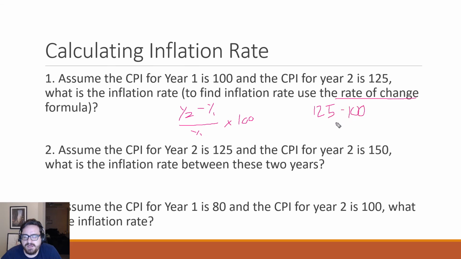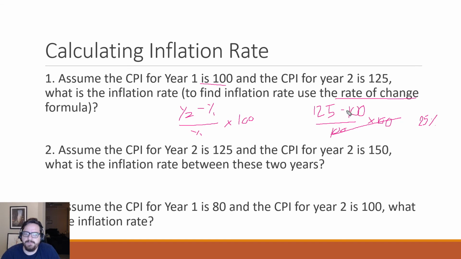So here's my setup: 125 minus 100 over 100 times 100. Any math whizzes would be able to figure out, oh, I can cancel that. 125 minus 100 is 25%. So a lot of the times when I'm dealing with CPI, I don't even really need to use that formula. If I'm comparing to the base year, I don't really need that formula because the base year CPI is always 100.